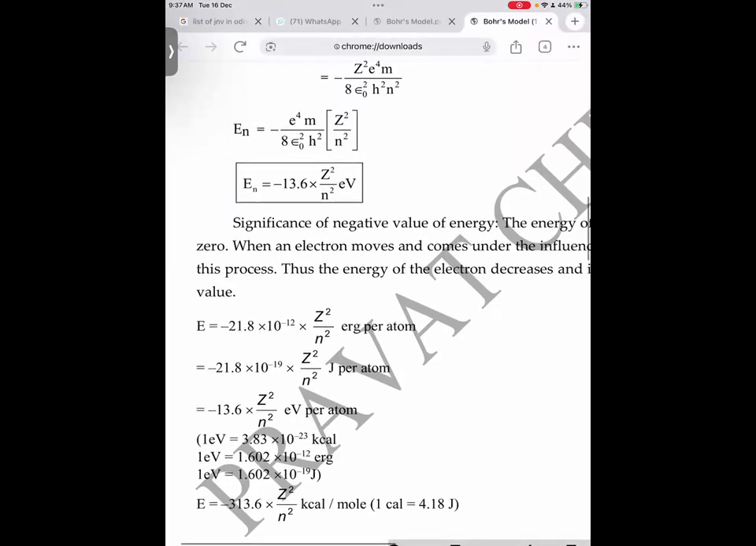Okay, so finally write minus 313.6 Z square upon n square kilocalorie per mole. Per mole, how do we calculate? Per mole means per atom into Avogadro's number. Per atom into Avogadro's number.